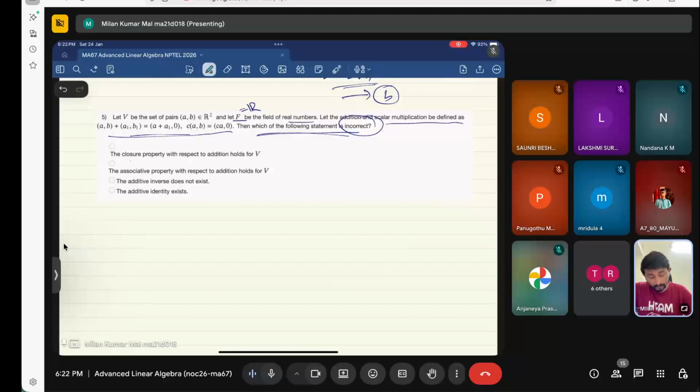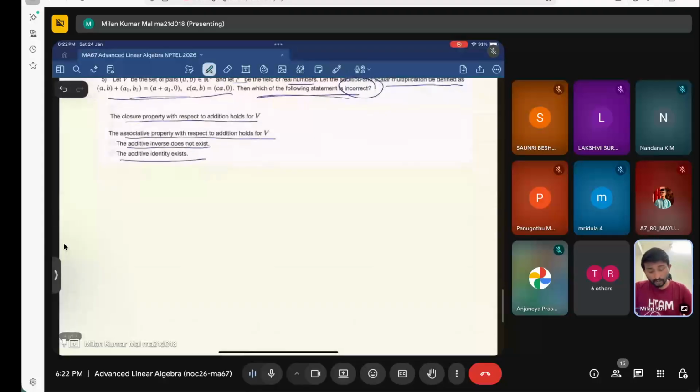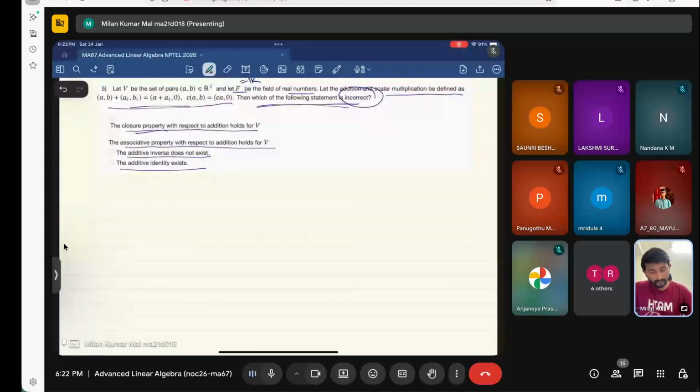What are the things asked here? The closure property with respect to addition holds for V, and the associative property with respect to addition holds for V. Additive inverse does not exist. Additive identity exists. I believe these terms are known to most of you, but still I will discuss a little bit. What is meant by the closure property of addition?